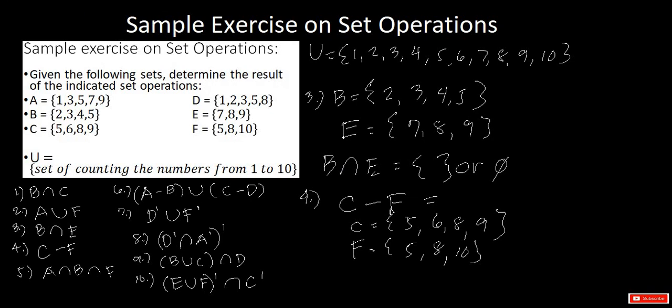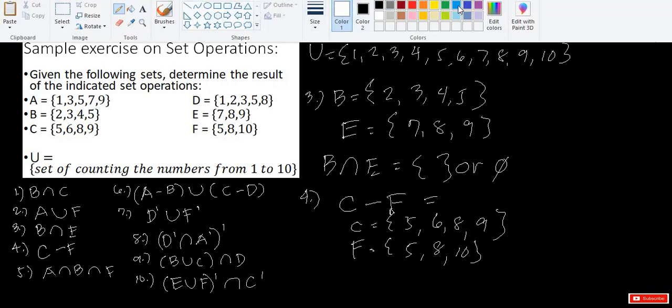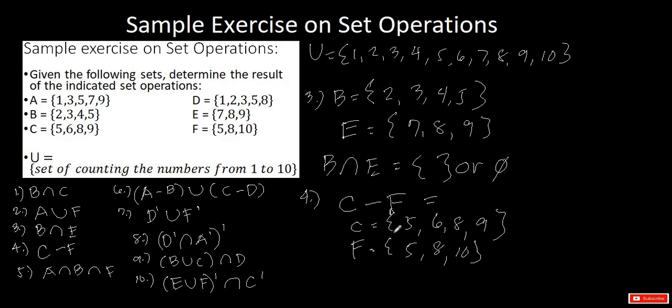Okay, let's try. Okay, so let's take away the elements of set F from set C. So we take away 5 because this is an element of set F. Then we take away 8 so that the remaining elements are only the elements of set C but not F. So we have 6 and 9. Okay, let's move to number 5.